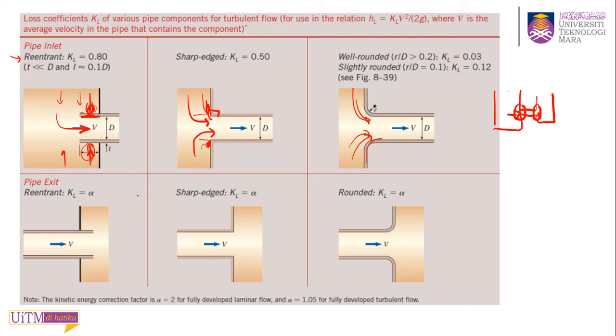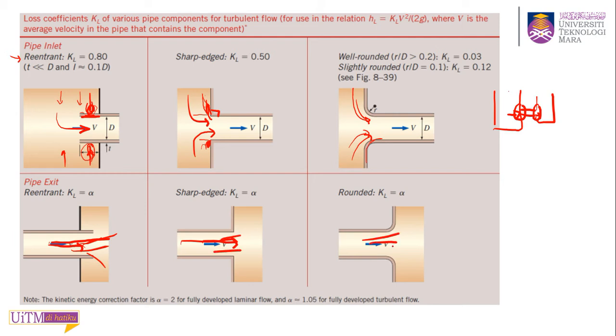Alright, and for the pipe exit, because the flow goes from the pipe to the reservoir, you will see that these three exits have a similar loss coefficient. For the entrance there was a lot of bumping and difficulty entering, so that's why you have different loss coefficients. But for the exit coefficient, it's just the same, because the fluid is just flowing into the reservoir, so everything will come out.